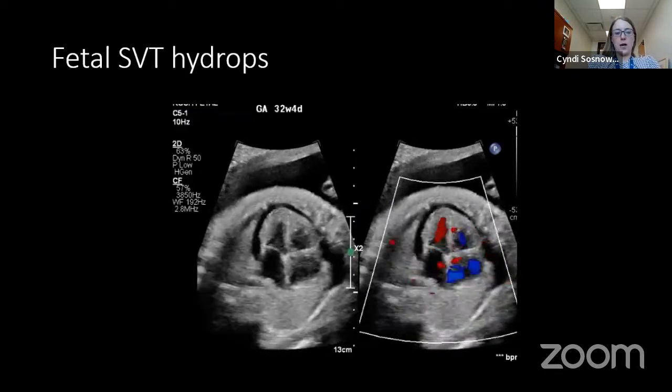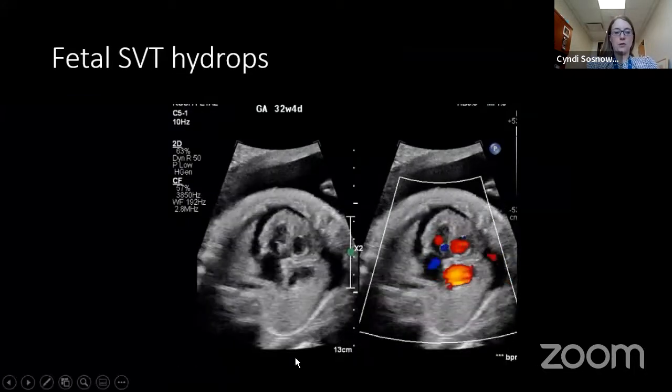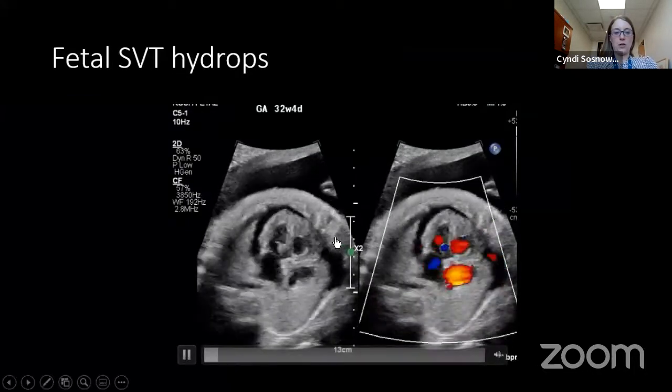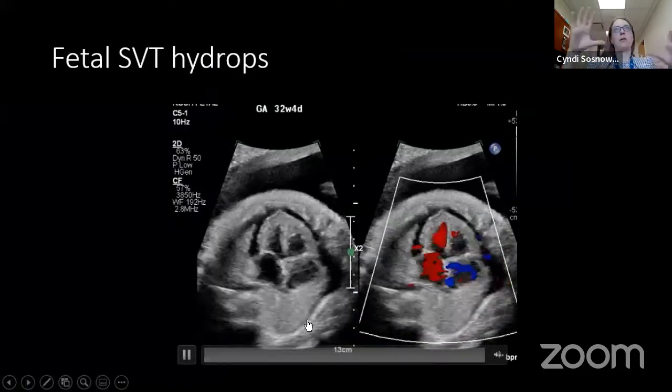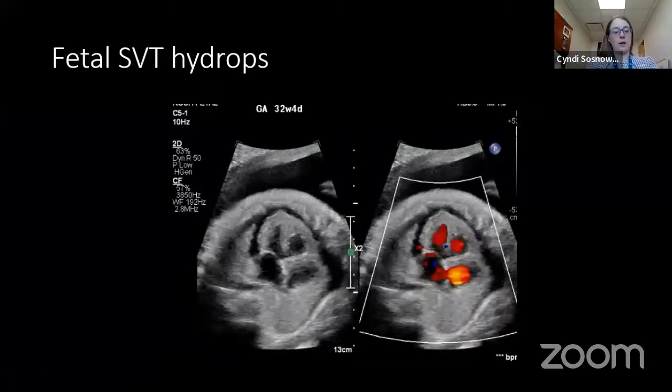This is a patient that we had seen at our downtown campus. This is also an SVT patient who you can clearly see is hydropic. You can see the atria moving at a very fast rate, the decreased LV function, and you can also see the significant pericardial effusion here. And you're also seeing some fluid in the abdomen. If I had other pictures showing the overall fetus, there was fluid everywhere.